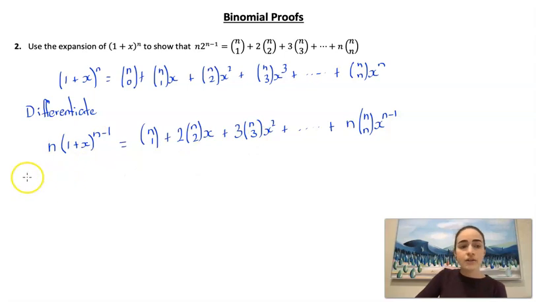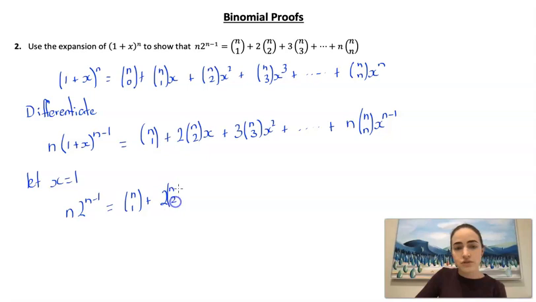So what we're going to do now is let our x equal 1. That's going to give us, on the left-hand side, n times 2^(n-1), which is exactly what we want. Substituting in 1s here, all these x terms are just going to turn to 1. So we're just left with nC1 plus 2 nC2 plus 3 nC3, all the way up until we get to n nCn.